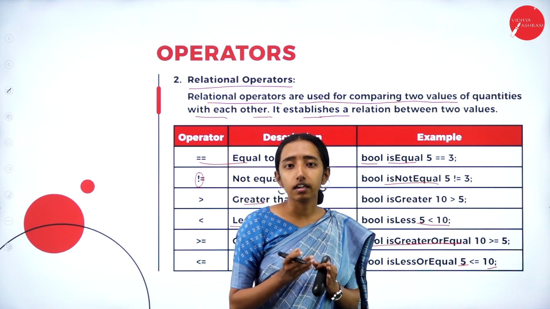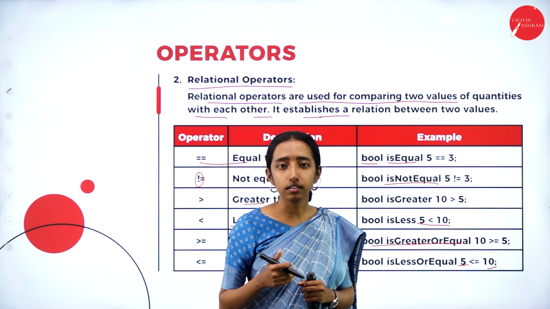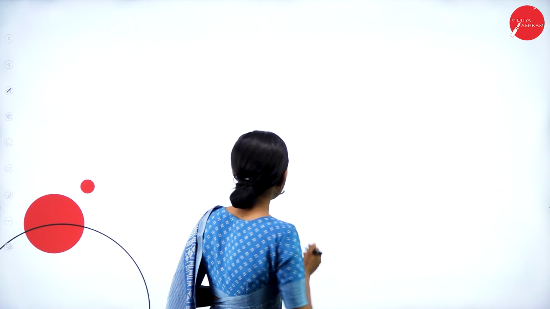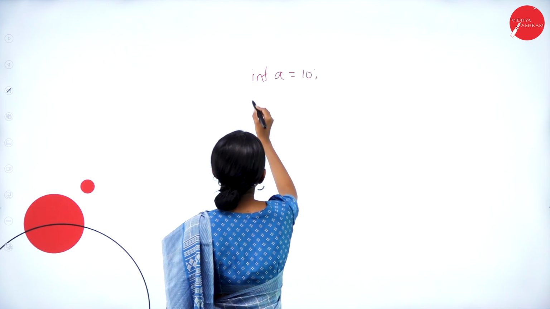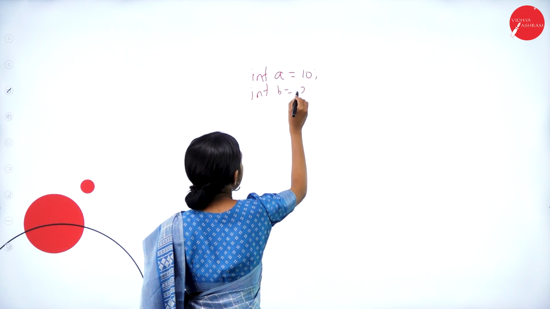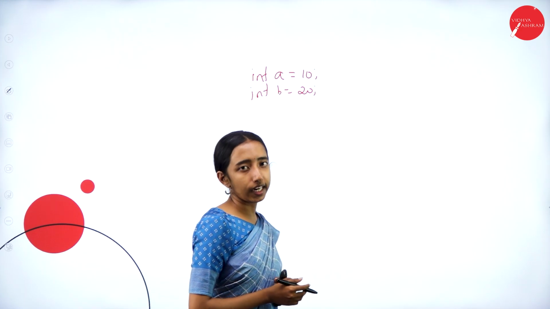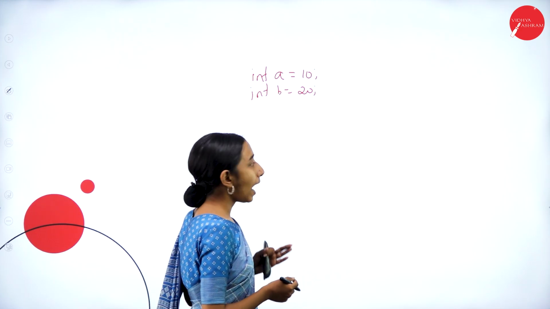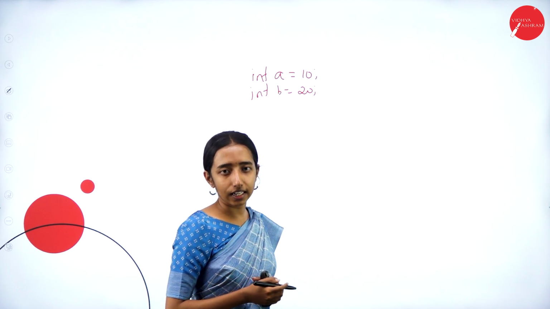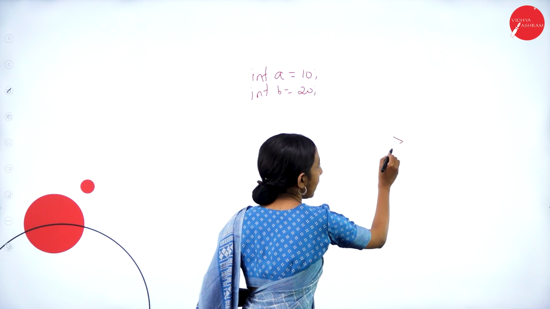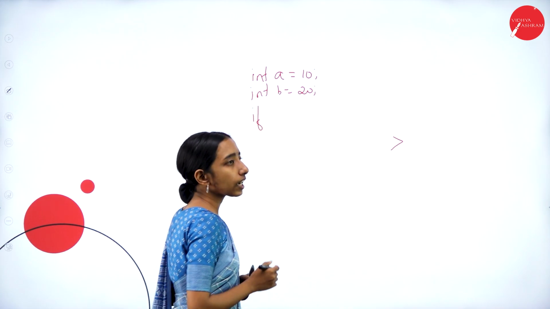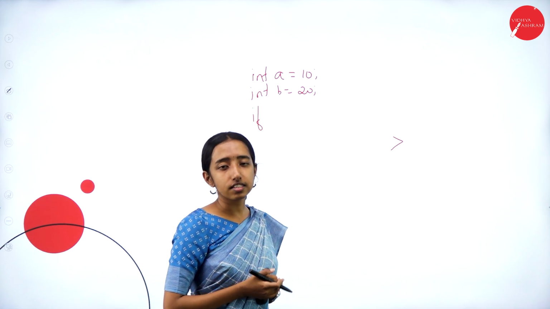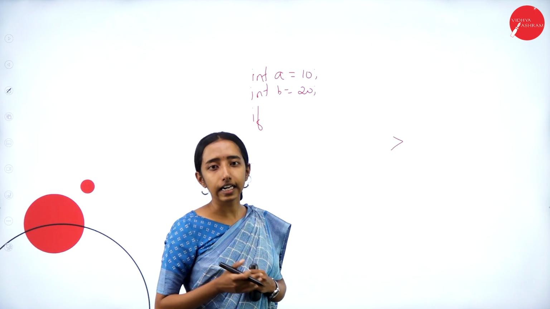So how do we do this in a program? In the program we will take int a equals 10, int b equals 20. Now we have taken two variables, the two operands a and b. Relational means comparing. There was a sign, that is greater than. Now we will be using if. If is a conditional statement that we will learn in the further classes.